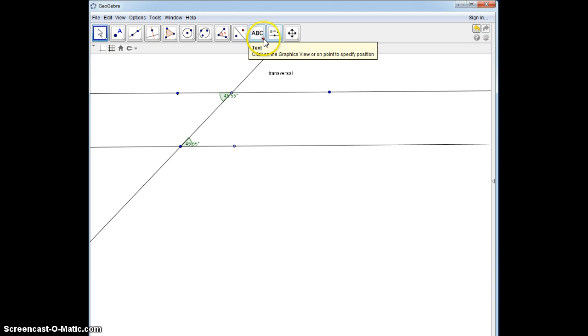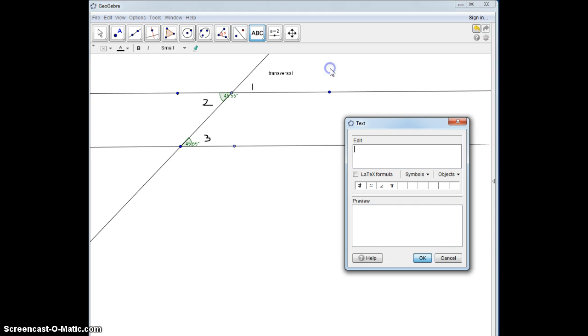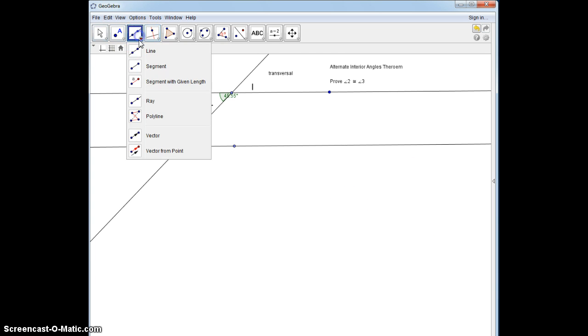Let's start labeling these: angle 1, angle 2, and angle 3. We are proving alternate interior angles are congruent. We're going to put the symbols in there. We're going to be proving angle 2 is congruent to angle 3, and we're going to do it with a two-column proof.